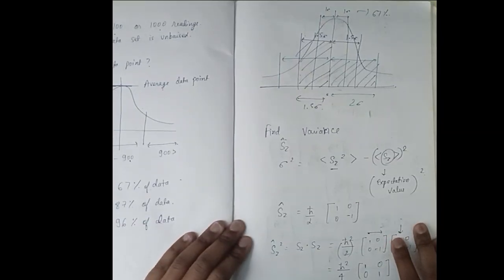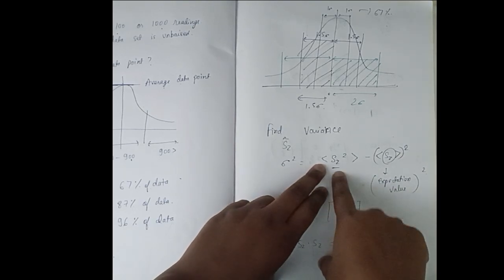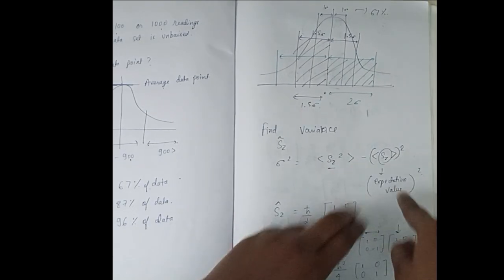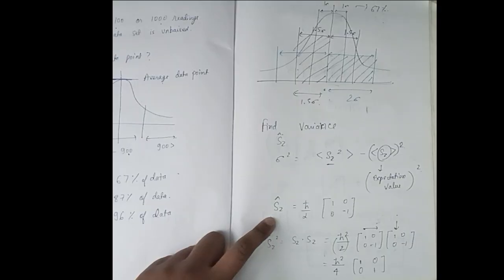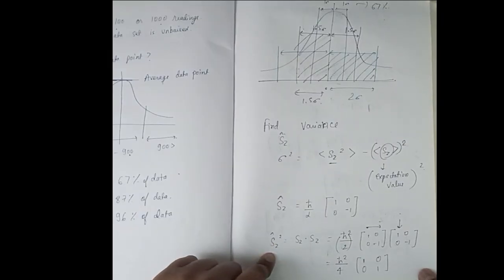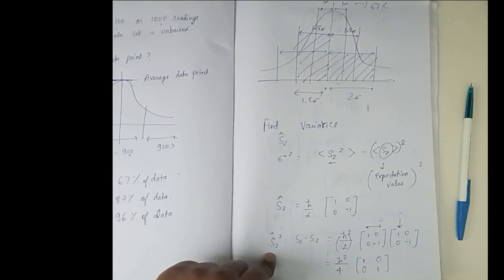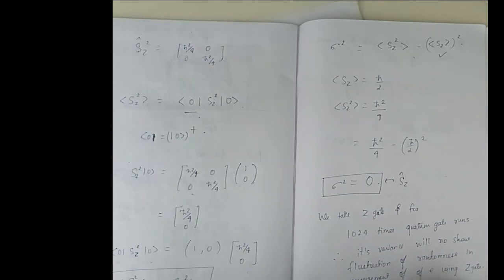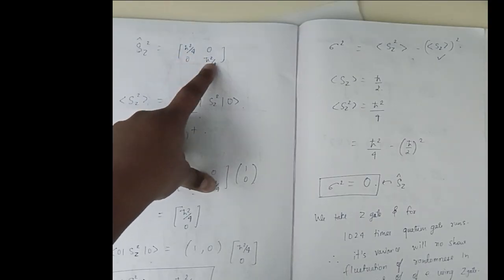Now how do we find the variance? Variance is sigma square, which is the expectation of Sz square minus the square of the expectation value. Let us find the variance of the Sz operator, or we can say the Z gate. First we find Sz square by multiplying Sz into Sz. The answer comes h cross square by 4 times the matrix 1 0 0 1, and if we multiply, it comes h cross square by 4, 0 0, h cross square by 4.